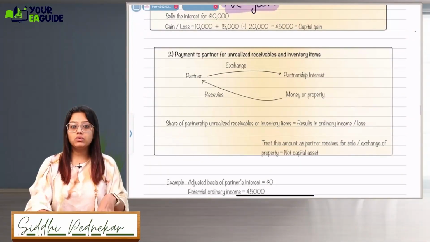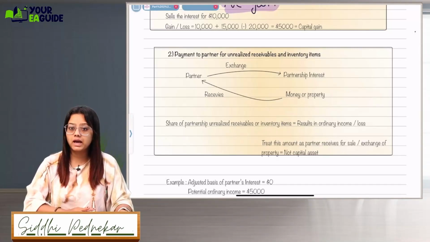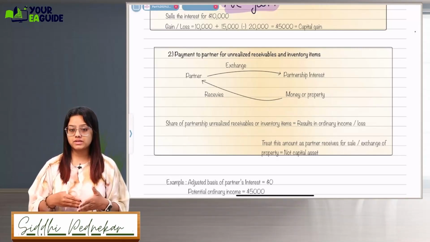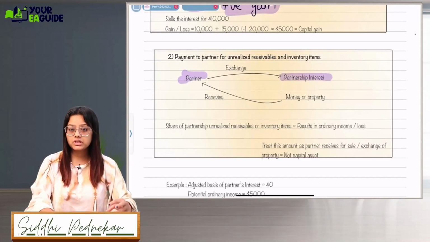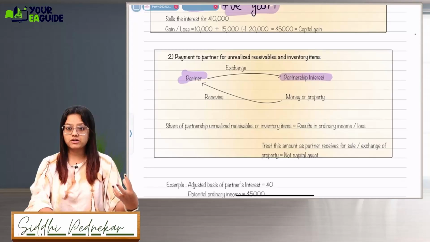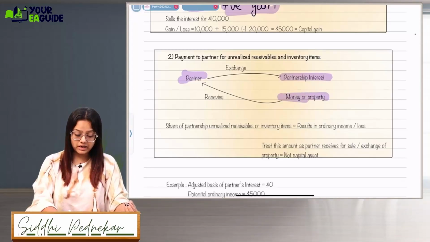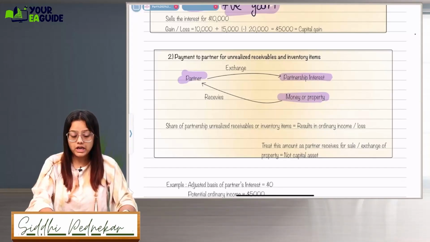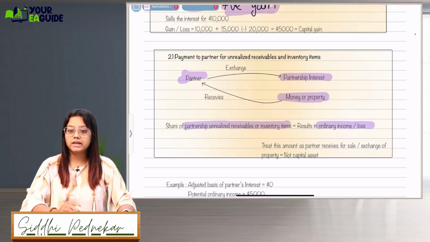Then payment to a partner for unrealized receivables and unrealized inventory. Yesterday we saw in our previous topic that unrealized receivables and unrealized inventory are something used by the cash basis taxpayer. So if a partner is exchanging the partnership interest, meaning he is giving up his partnership interest, and against that the partnership firm provides him money or property, then the share of partnership unrealized receivable and inventory items will result in ordinary income or loss.